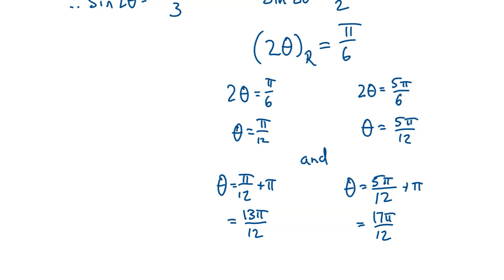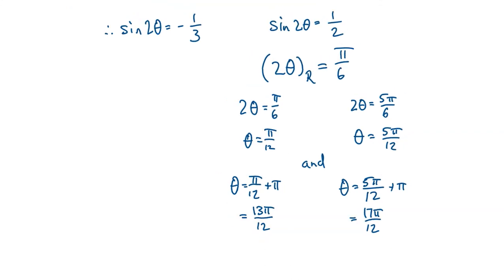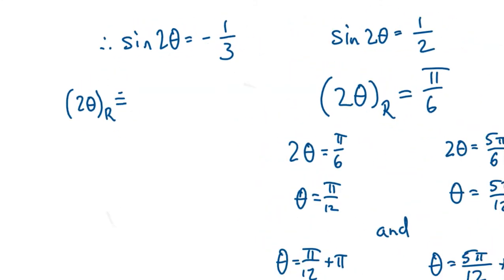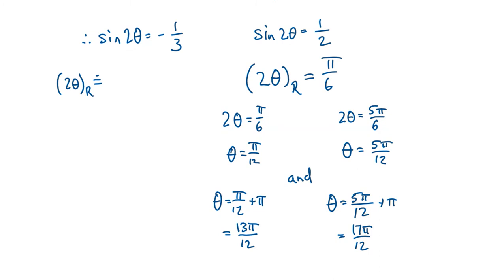Yes? Is there a reason why we did 5 pi by 6 on the other side? Quadrant 2. It's sine and it's positive. It was sine 2 theta equals positive a half. Okay, and 2 theta related. Is everybody good? Everybody's got that okay?